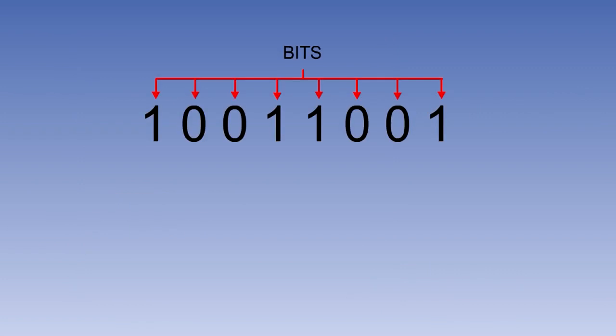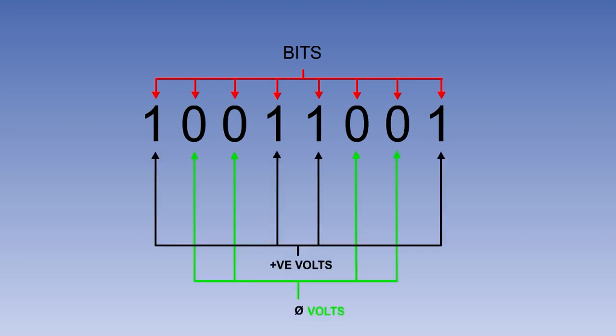The term bit is used when referring to a binary digit. 1 bit is equal to 1 binary digit. If the system is using positive logic, a bit will either be a positive voltage to represent 1 or 0 volts to represent 0.